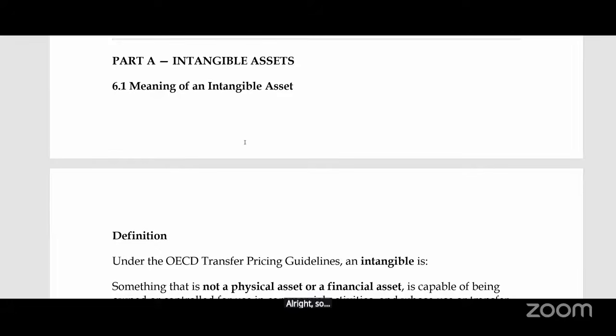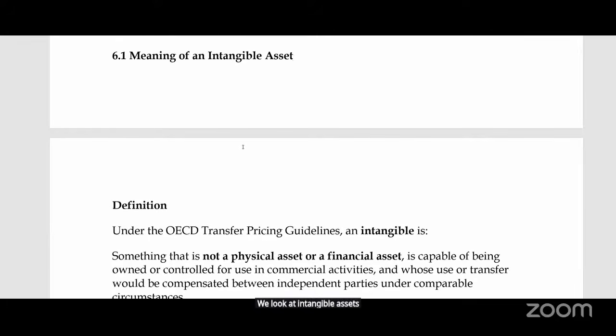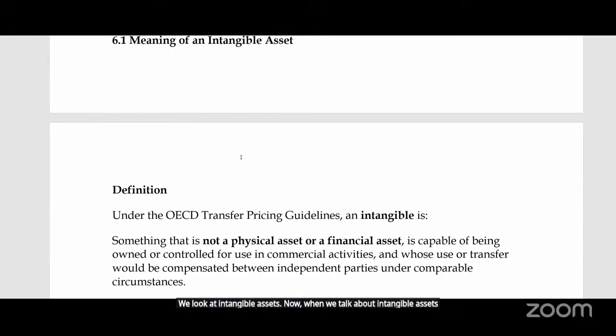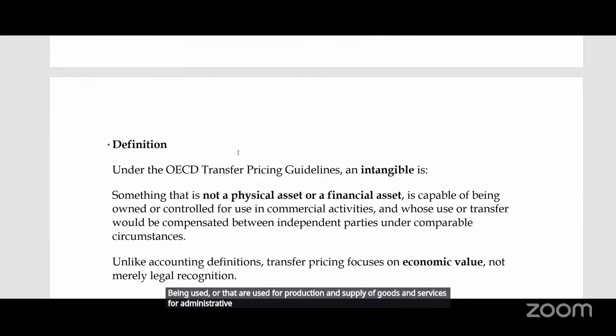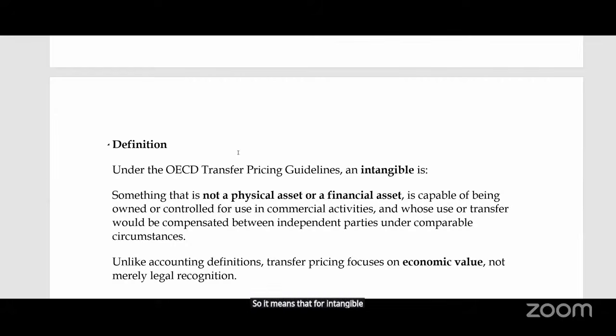So we look at intangible assets. Now, when we talk about intangible assets in financial accounting or financial reporting, we said that these are what? Identifiable non-monetary assets without physical substance, right? That are used for production and supply of goods and services, for administrative purposes, and, if idle, even for rentals. Is that okay? So it means that for intangible assets, you cannot see them, you cannot touch them, but they have value. Does that make sense?